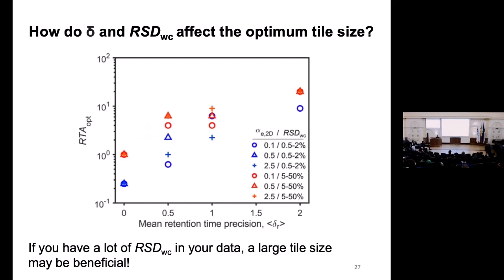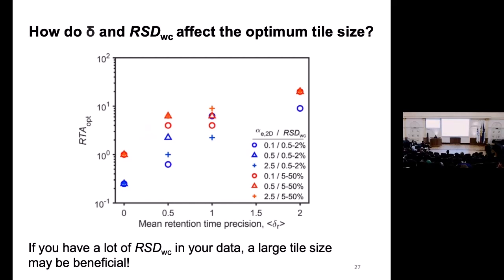We found something else interesting, though, which is that all the red markers, which are the high RSD case, are above the blue markers, which are the low RSD case. Something that's a little less intuitive is that if you have a study with a lot of variance, like a time course metabolomic study, a bigger tile size is better than a smaller tile size, compared to a data set with much less variance. So not as intuitive, but kind of an interesting observation.